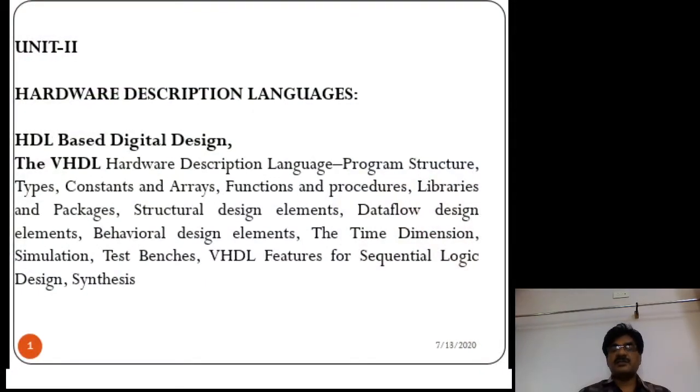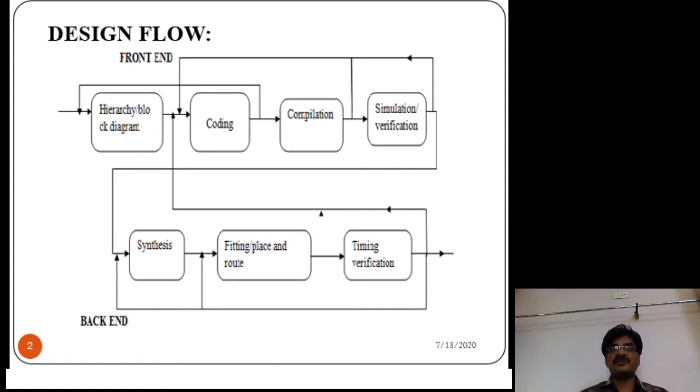Suppose any design process is based on the HDL, it has several steps. All those steps are categorized into two groups. One is called the front end design, and another one is the back end design. The front end design includes steps like block diagram, hierarchical block diagram, coding, the process of compilation, and simulation or verification. All these steps are grouped as front end.